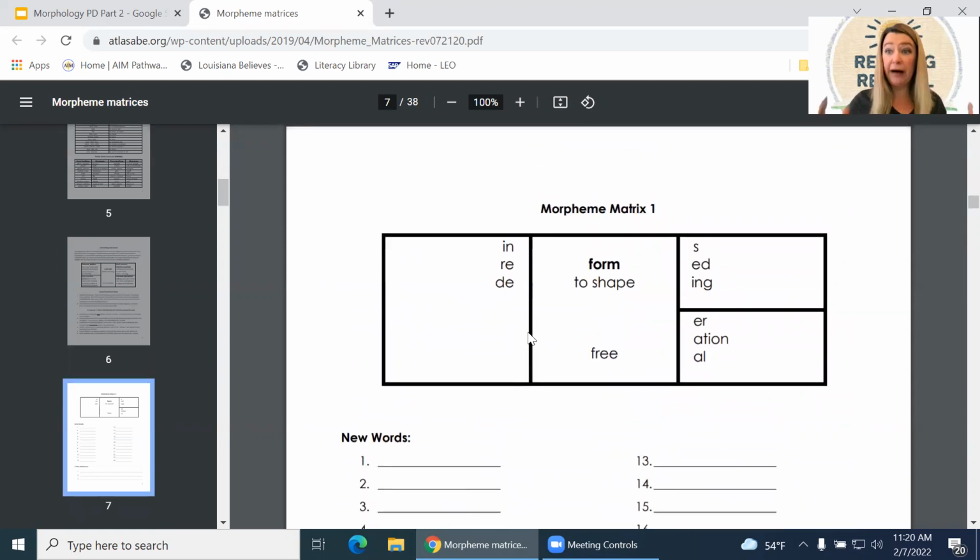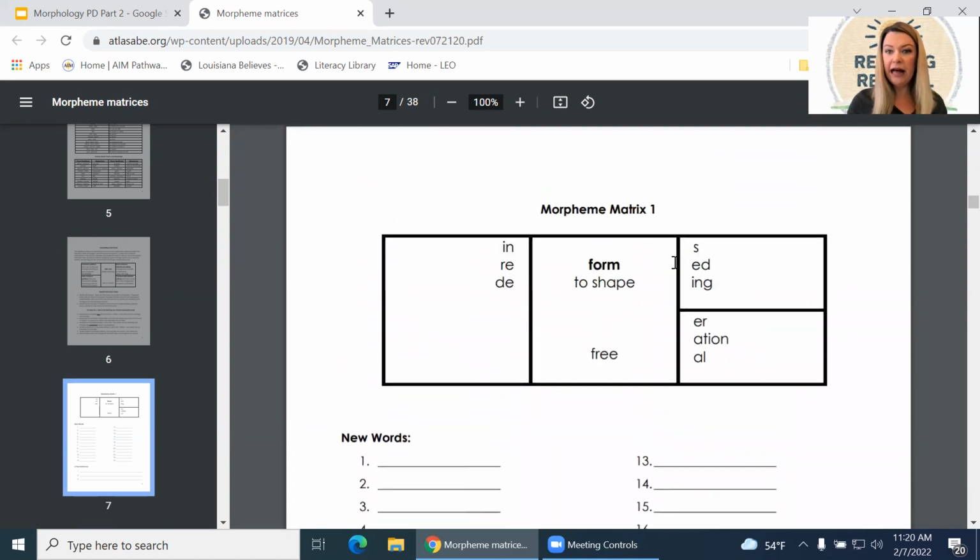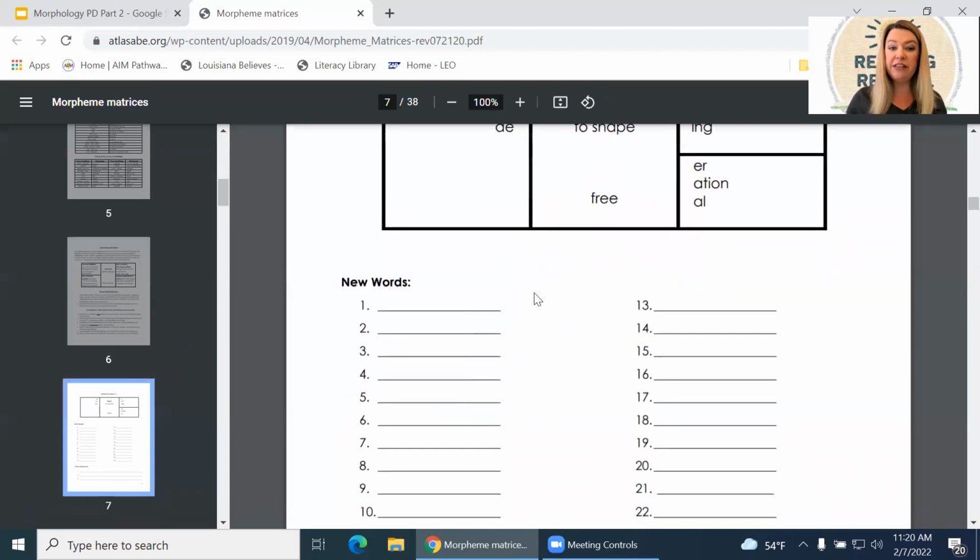So after I model this for the students, modeled again, pronunciation, how to assemble them and how it creates new meaning, I would give the students this page and they would continue to make words from it. I might just model the first one explicitly, the whole thing, give them a new word, and maybe I might just model adding one prefix or one suffix. Then they're going to be given the sheet to create as many new words as they can.